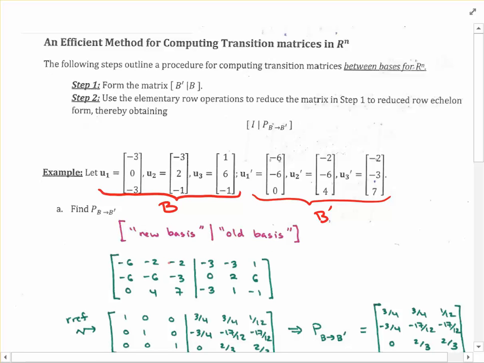So below this I have the matrix populated. Column 1 on the left is from the entries of U1 prime. Column 2 is from U2 prime, and then column 3 is from U3 prime. So these are the new basis vectors that I've populated on the left. And similarly, I have the entries on the right of the vertical bar populated. The first column comes from the first basis vector U1, the second from U2, and the third from U3.